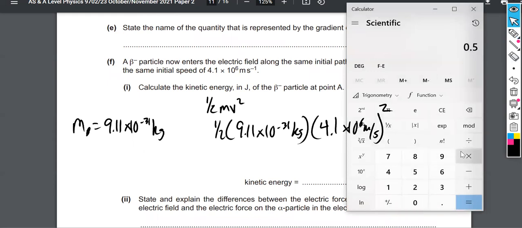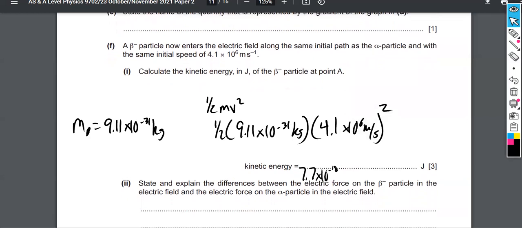So we get 0.5 times 9.11 times 10 to the negative 31 times 4.1 million squared, equals. So you get 7.7 times 10 to the negative 18 joules. That's the kinetic energy of that beta particle.